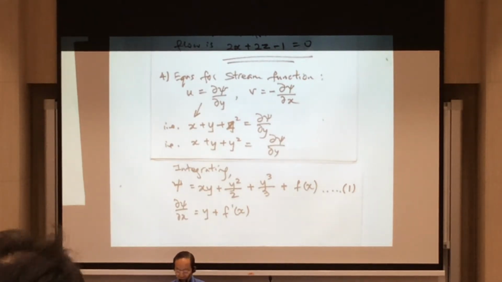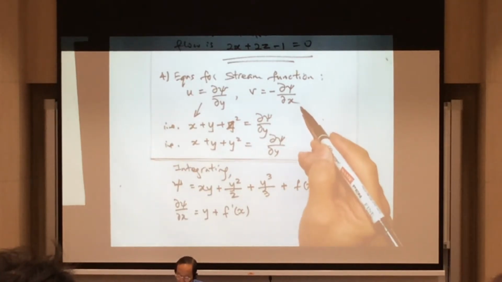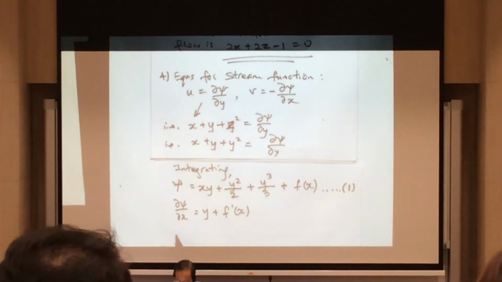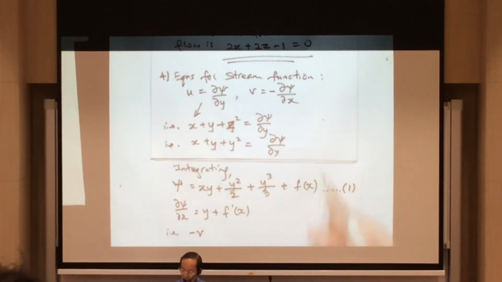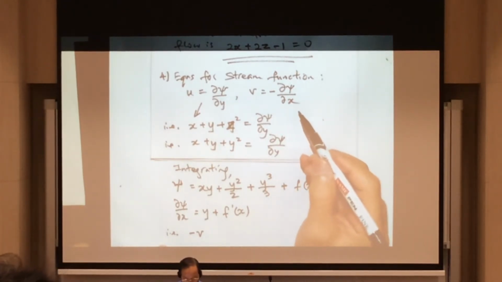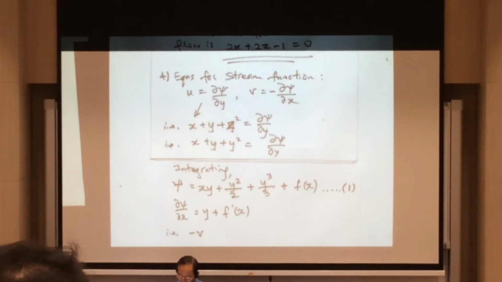So what's ∂ψ/∂x? From the stream function initially, ∂ψ/∂x is minus d. You see? Minus d. So minus d is equal to y plus f prime x.